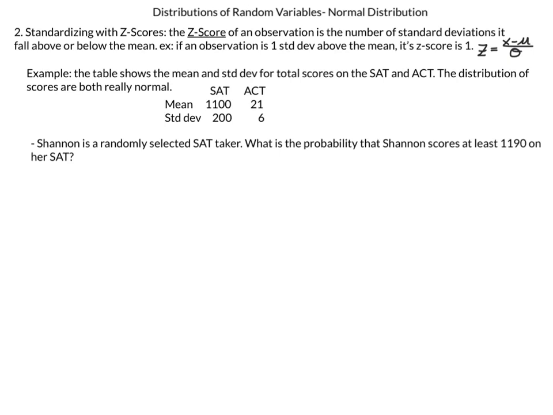Here we have our SAT mean and standard deviation. We say Shannon is a randomly selected SAT taker. What is the probability that Shannon scores at least 1190 on her SAT? And the first thing to note is 1190 is higher than the mean, so it's going to be over here. And the second thing to note is that she's 90 points higher. So 90 points is almost half a standard deviation, right? Since one standard deviation is 200, 100 would be half a standard deviation. So she's almost half a standard deviation above the mean.